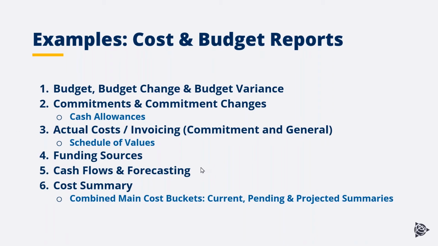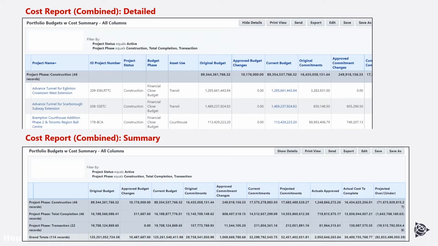And then finally, we want to have an ability to look at a cost summary across multiple of these cost elements, across either a specific project or across our portfolio. So we're going to take a quick look at a combined report as an example of cost reporting. The report here below, on the bottom, is a summary report.